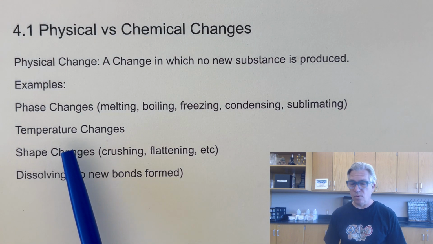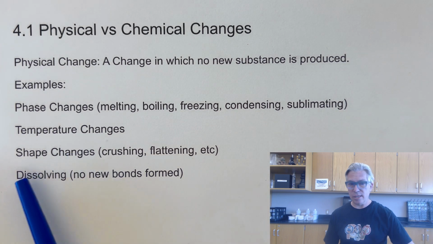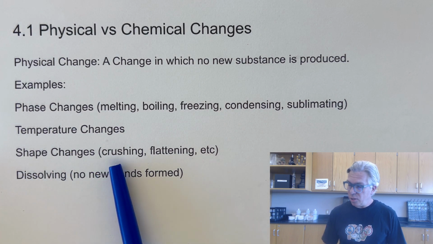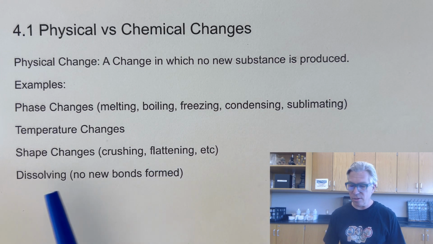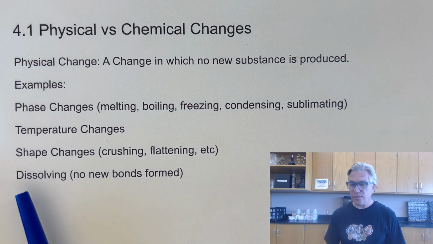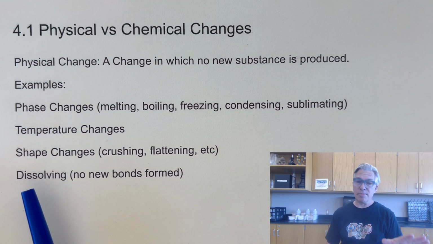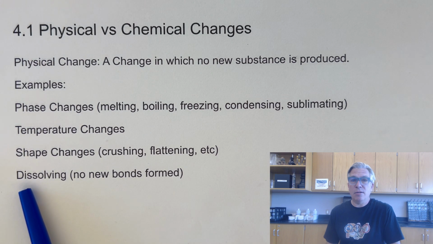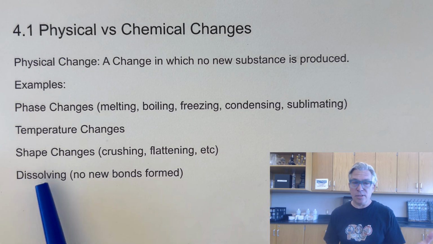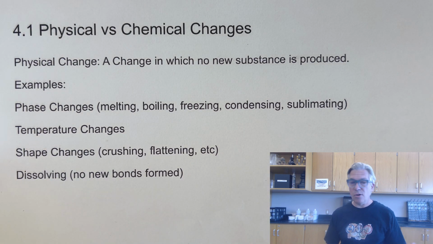Temperature changes, where no new substance is produced. Yes, you're heating them up, cooling down. Shape changes, like crushing, flattening, just generally messing with your material but not making anything new. And dissolving. Dissolving also throws a lot of people off because it really looks like something's happening. You throw it into the beaker with water in it and it disappears and it looks like something new is made. But no new bonds are actually being formed between those ions. The water molecules are surrounding the ions, but they're not forming any new bonds or new substances.